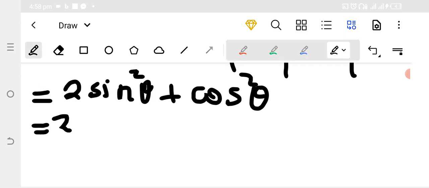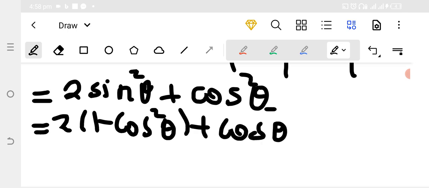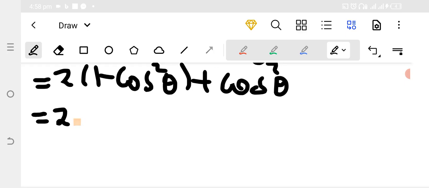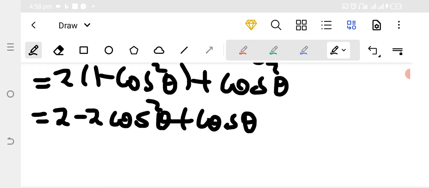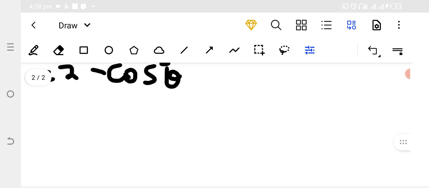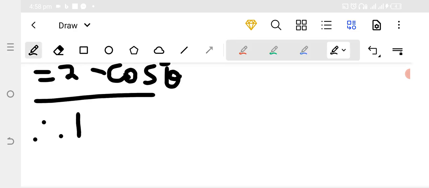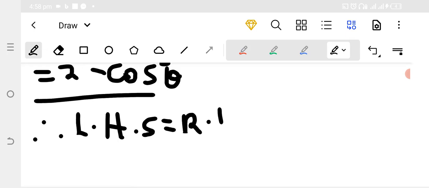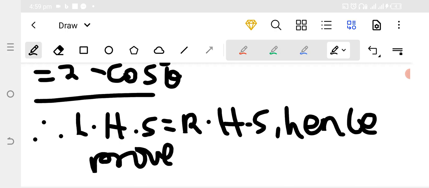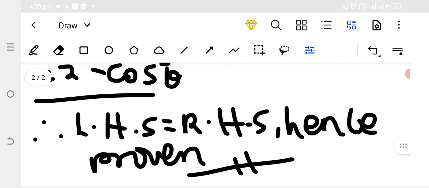So you'd say is equal to 2 multiplied by 1 minus cos theta squared plus cos theta squared. Then we'll have is equal to 2 minus 2 cos theta squared, then plus cos theta squared. And then we're going to have is equal to 2 minus cos theta squared. This is your final answer. This is the right hand side. You say therefore left hand side is equal to right hand side, hence proven. Quite easy identity for last year internal.